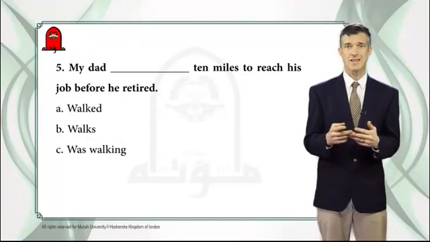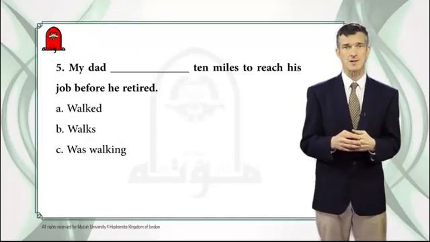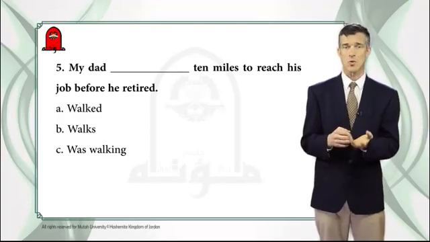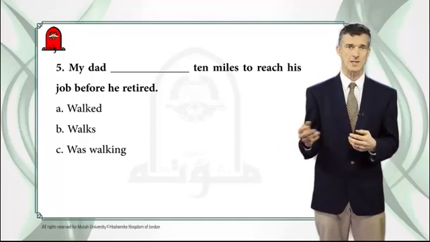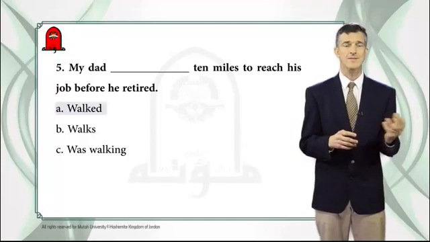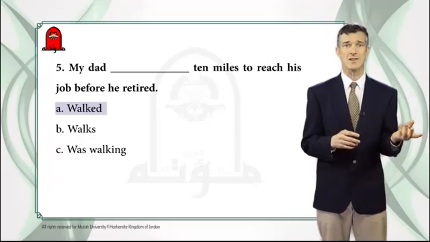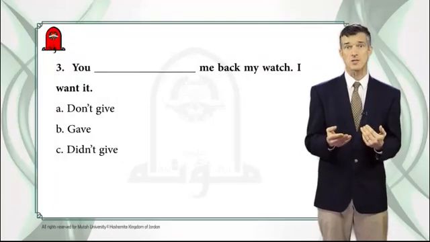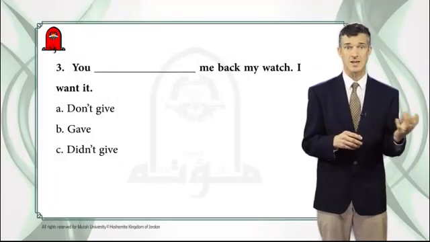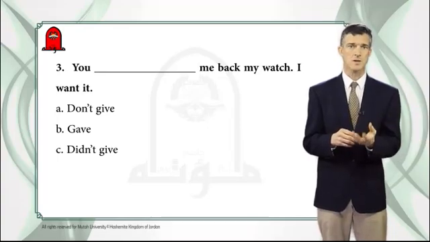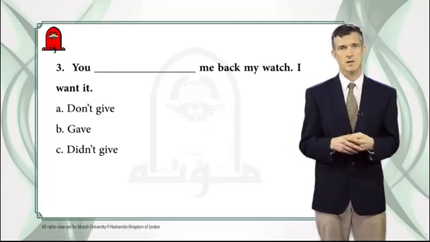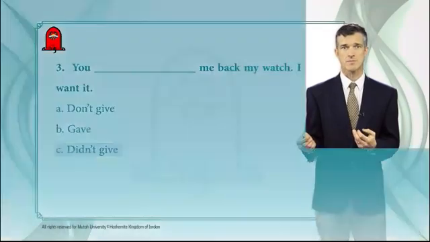My dad blank 10 miles to reach his job before he retired. Is it A, walked, B, walks, or C, was walking? Answer A. My dad walked 10 miles to reach his job before he retired. You blank me back my watch. I want it. Is it A, don't give, B, gave, C, didn't give? Answer C. You didn't give me back my watch.